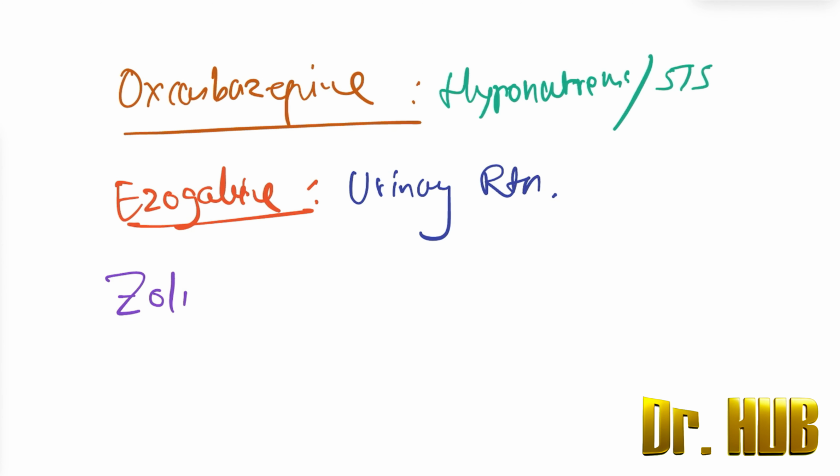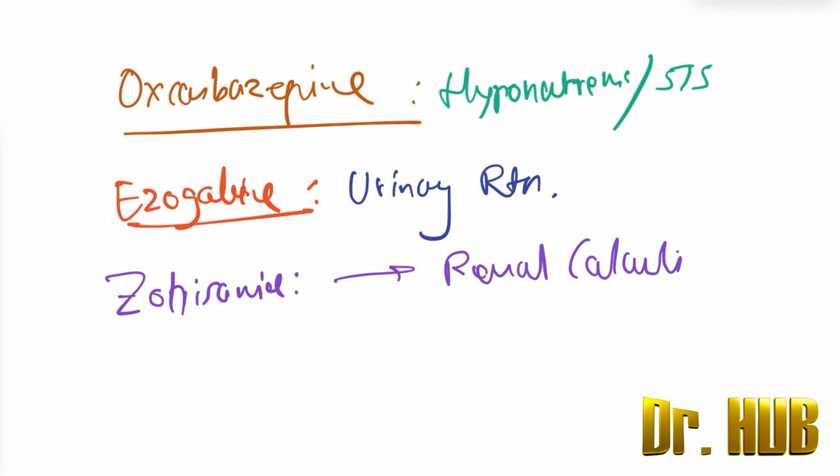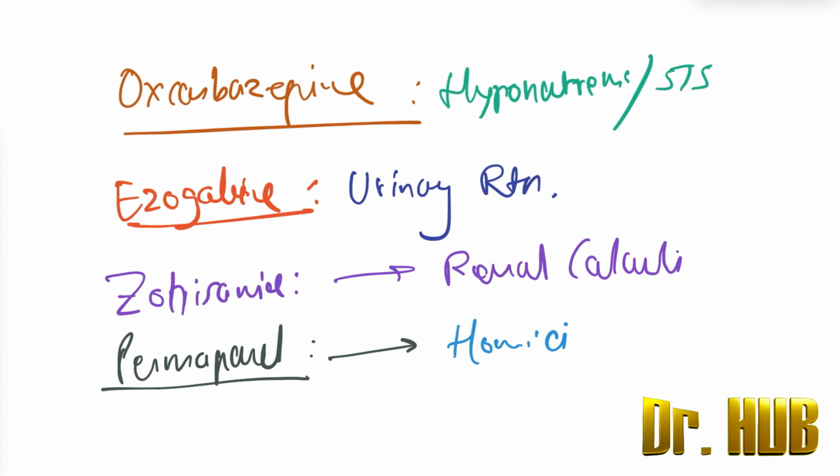Then comes the zonisamide. Zonisamide, it is the renal calculi which can be seen. That is renal calculi. So ezogabine, there is urinary retention. Zonisamide, there is renal calculi. Then when you are looking at the perampanel, so perampanel, there is homicidal ideation. So this was about the antiepileptic drugs and the associated adverse effects.